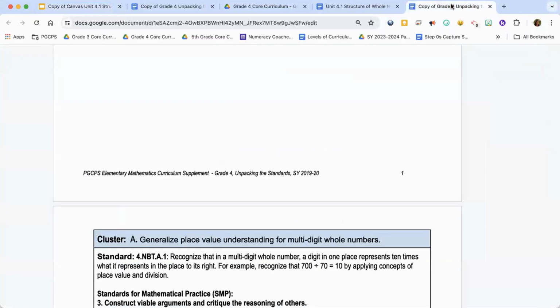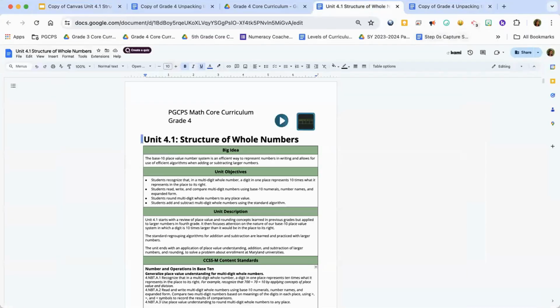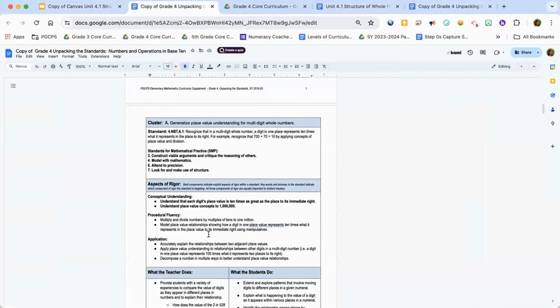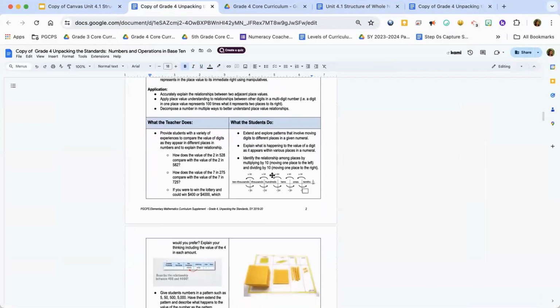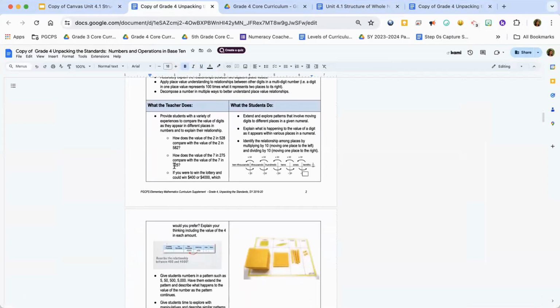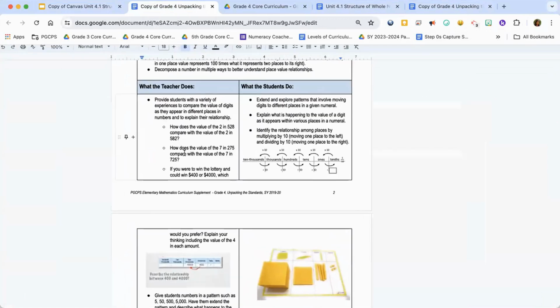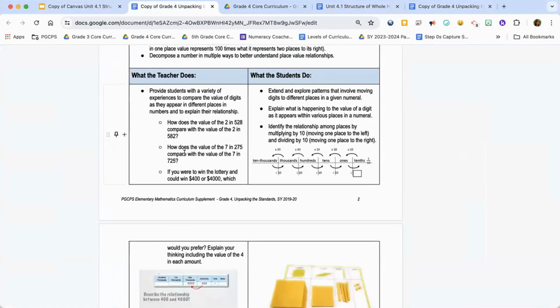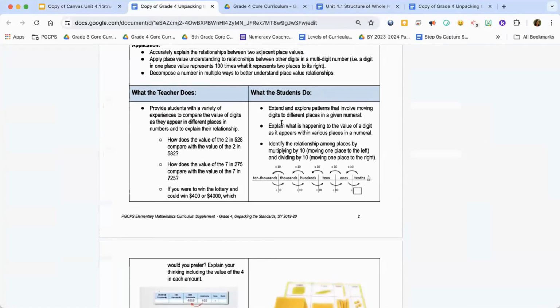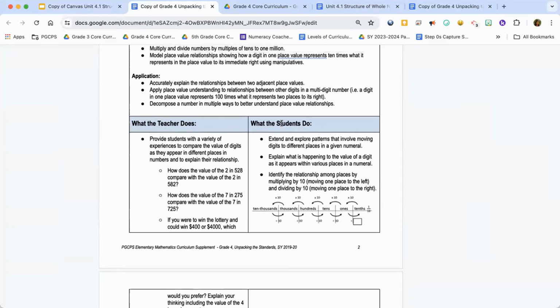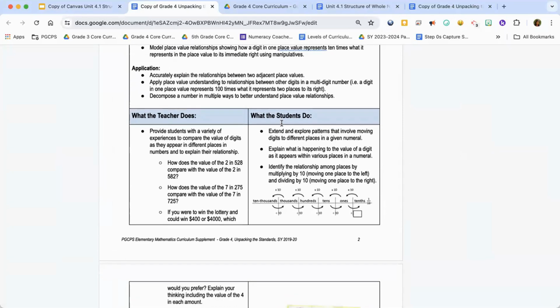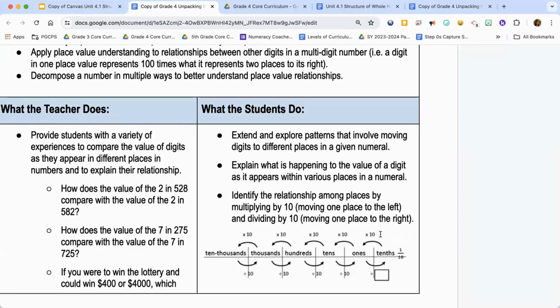Now we're going to navigate back over into our unpacking document, and we are going to scroll down to where it says what the teacher does. Please review this column with fidelity, as well as what the students do. What the teacher does will give you various strategies and methods to review and teach and instruct your students. What the students do will very explicitly state what students are expected to do in order to demonstrate that they have grasped the concepts.